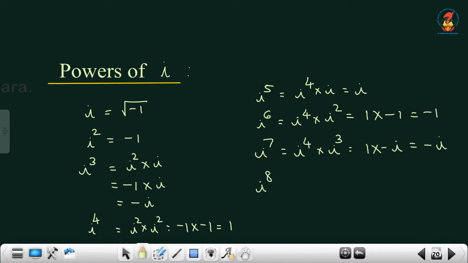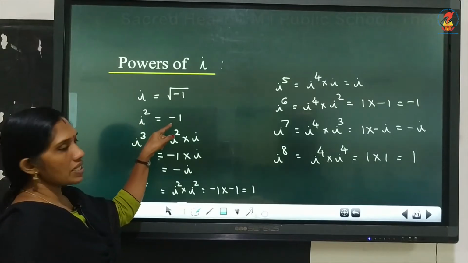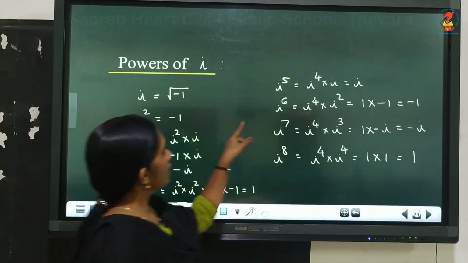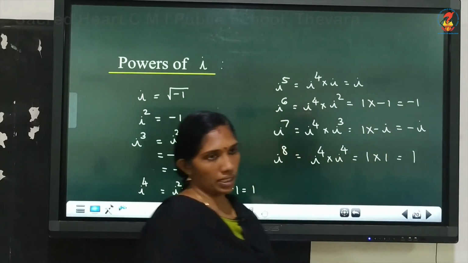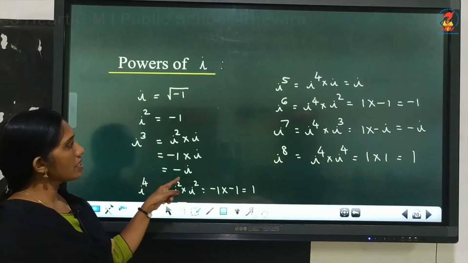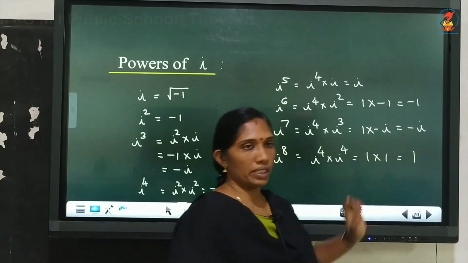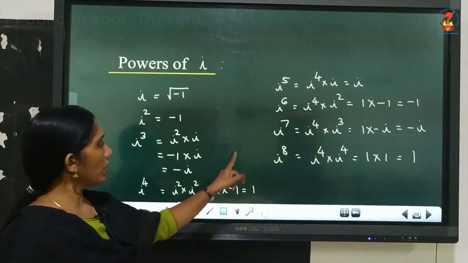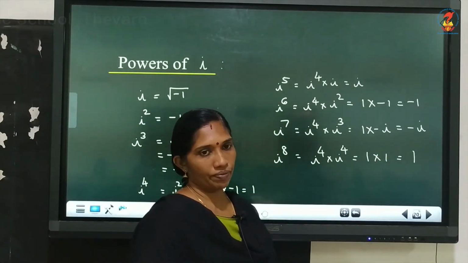Now i raised to 8. Anyway, you can split. Here I am writing i raised to 4 into i raised to 4. Since i raised to 4 is 1, 1 into 1 is equal to 1. So a pattern like that. Look, i square is minus 1, i raised to 6 also minus 1. i cube is minus i, i raised to 7 also minus i. i raised to 4 is 1, i raised to 8 is 1.